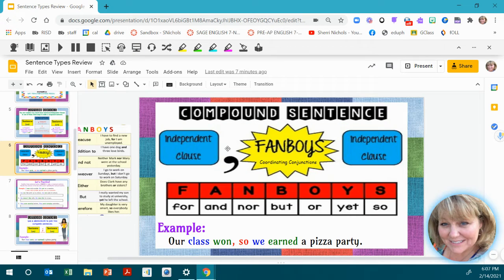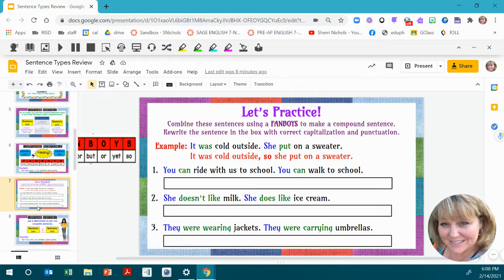Compound sentence with the FANBOYS: for, and, nor, but, or, yet, so. Our class won, which is a simple sentence by itself, comma, so we earned a pizza party. So our class won is an independent clause. We earned a pizza party is an independent clause. We joined it with a comma and a FANBOY. So let's practice.